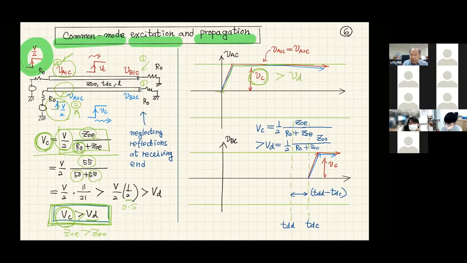You remember that in the case of differential mode, line one has the positive voltage step, but line two has a negative voltage step. And after a time delay, the same common mode pulse will arrive at the receiver side at both line one and line two. But the time delay will be shown as the common mode time delay. You remember that in the differential mode, TD is shorter than common mode. So this common mode will arrive at the receiver side a little bit later than differential mode. And the same common mode voltage will show up at both line one and line two.